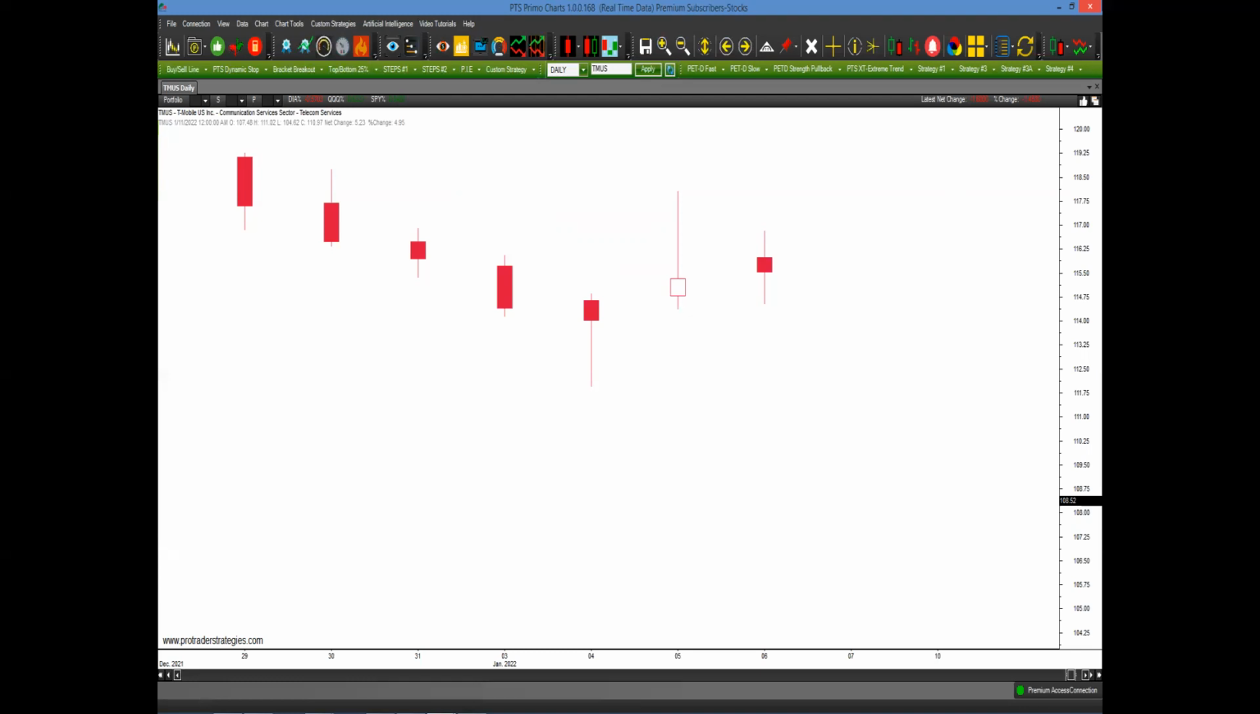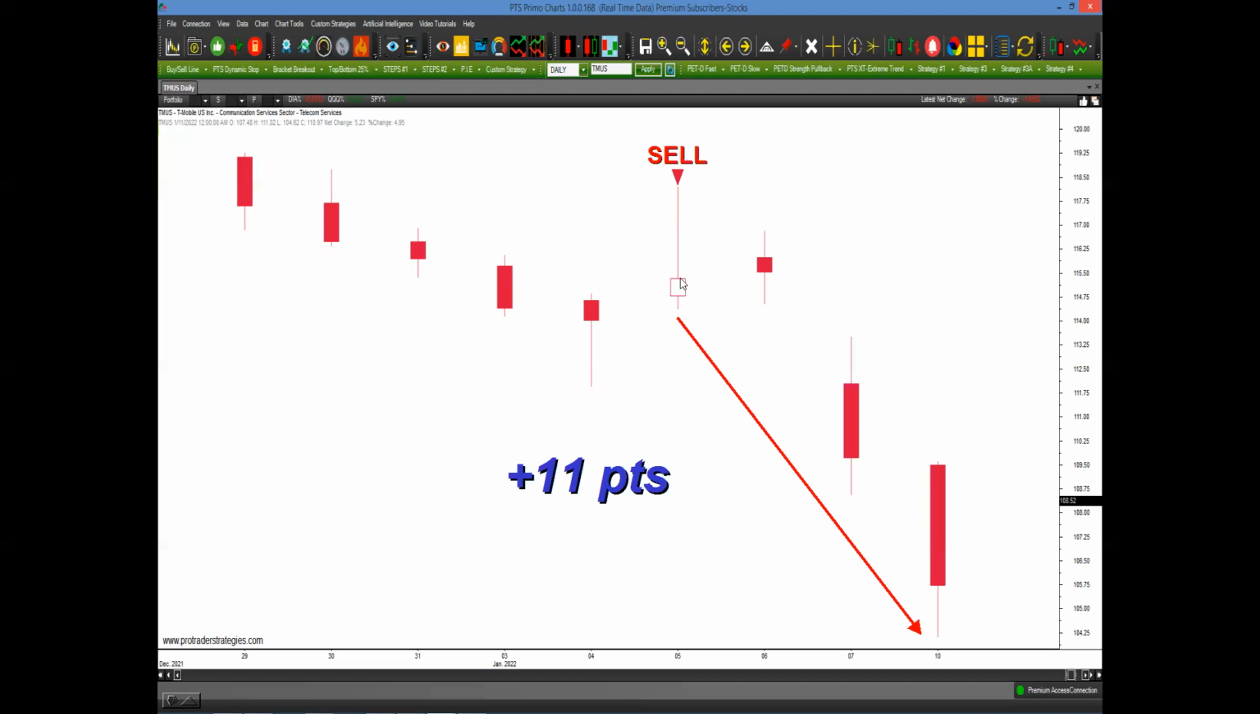Now, on top of that, the requirements were met for a pullback. We have either a pause or a little 1 to 3 day bounce. So we have a sell signal generated here. Strategy number 10 sell signal was generated on the 5th. And in about 3 days, you could have potentially made 11 points. Okay, not a bad little quick trade.